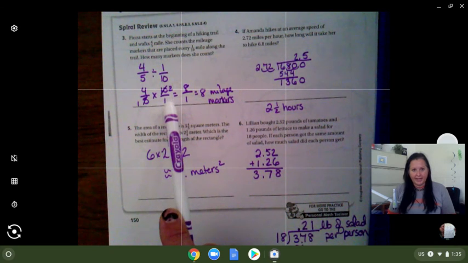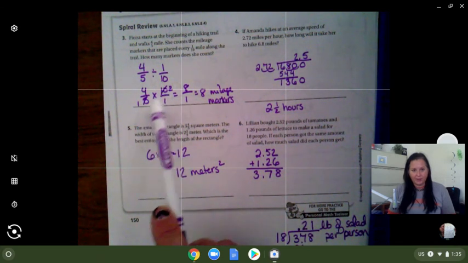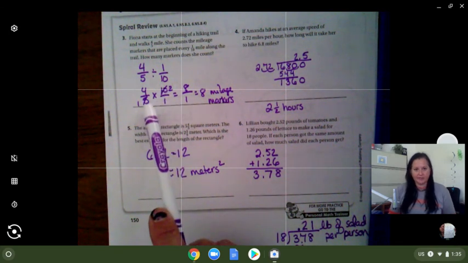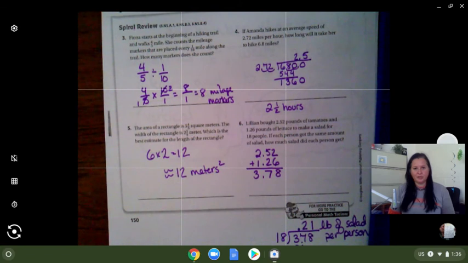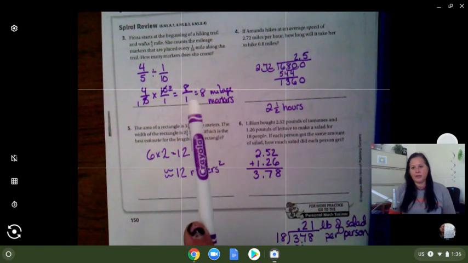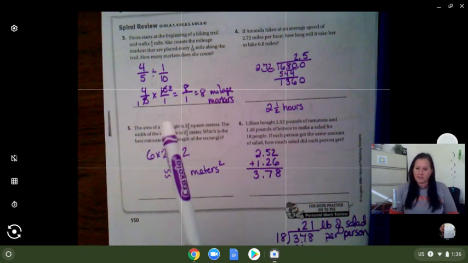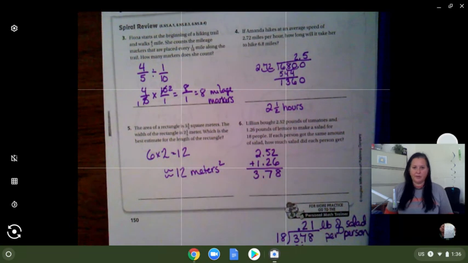And multiply. So I see that when we go to multiply, we can simplify first. We can fit 5 into 5 and 5 into 10. So we change those to a 1 and a 2. Multiply across the numerators, you get an 8. Multiply across the denominators, a 1. So 8 mileage markers will be found.